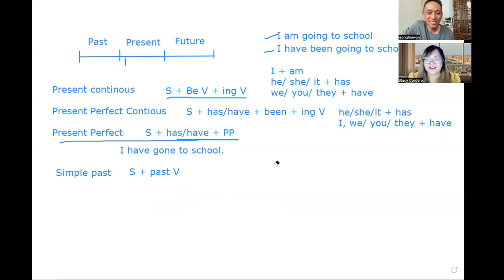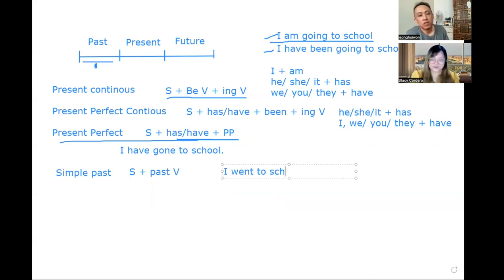All right. So when we talk about simple past, it simply happened in the past. So the time frame for that is just here in the past. If you will do this sentence in simple past, how will it be, Mr. John? I went to school. Yes, I went to school.